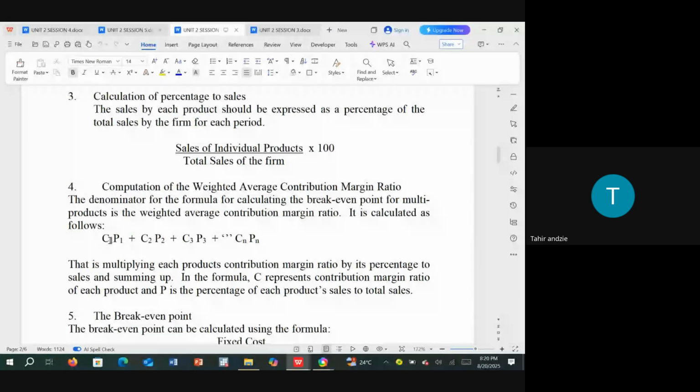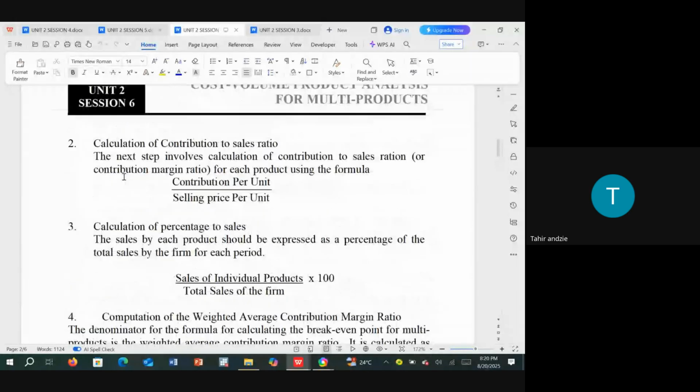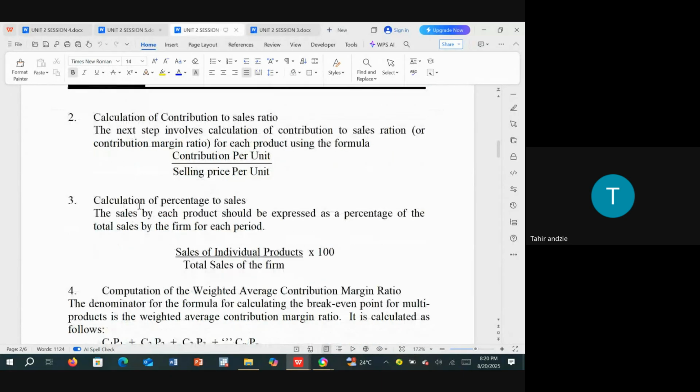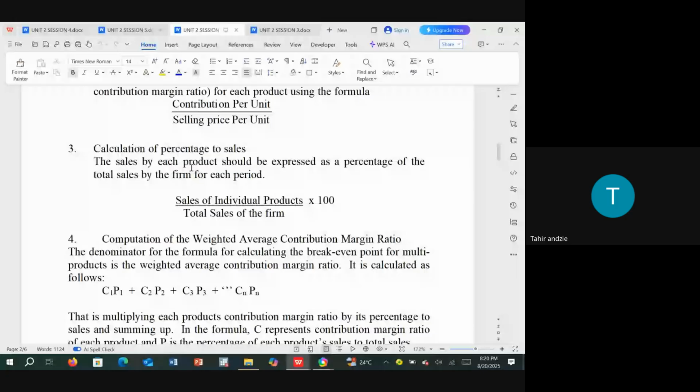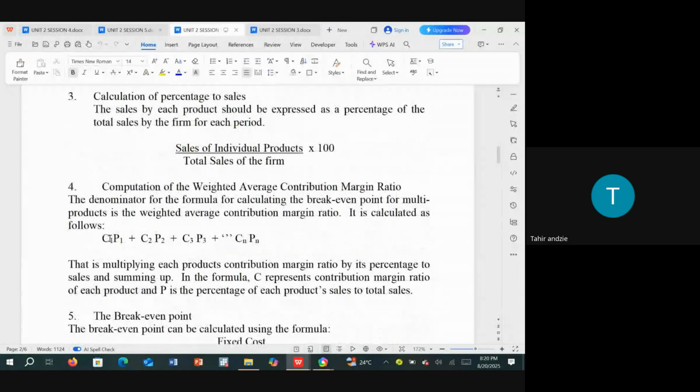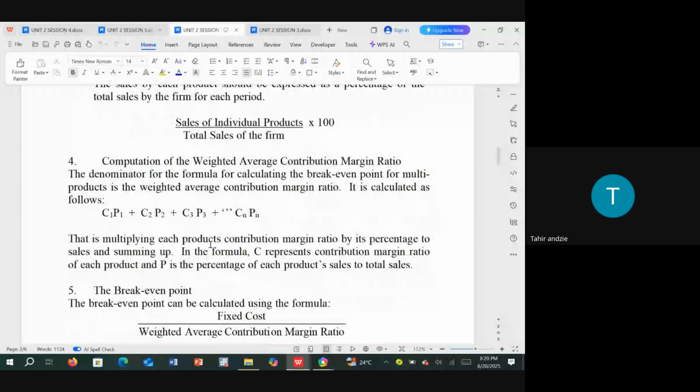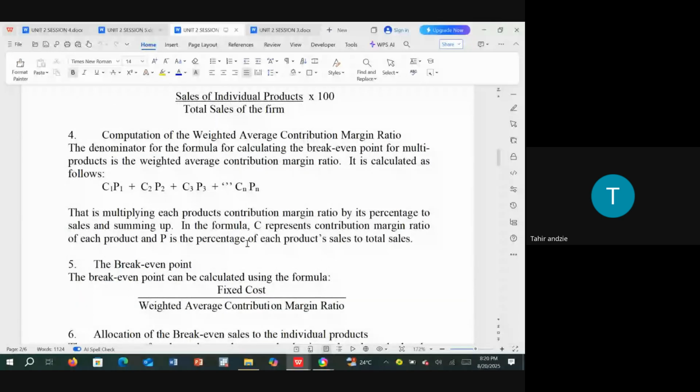So the C is the contribution margin ratio for each product, which we have calculated in the second step. In the third step, we have calculated the percentage of sales for each product. So you just have to multiply the contribution margin ratio by the percentage for each product, so product 1, product 2, product 3, and product N, depending on the number of products you have. You sum them, and that gives you the weighted average contribution margin ratio.